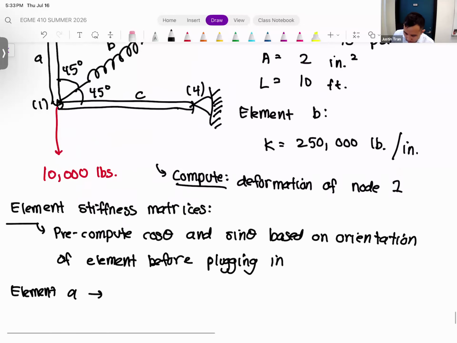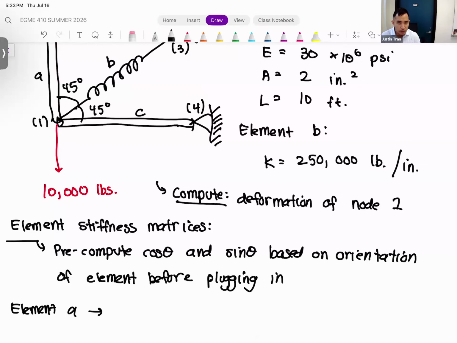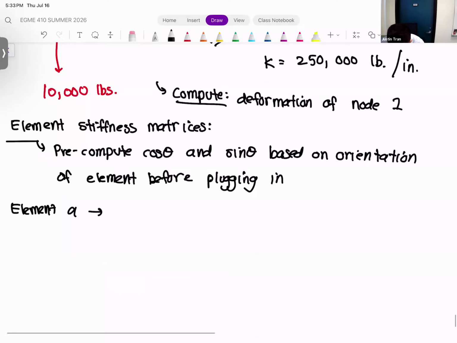Okay. So element A is a vertical element, right? And so if you measure the amount of angle that we need to rotate in order to get into that orientation based from the horizontal, we're rotating up 90 degrees, right? So for a vertical element like this, the theta is 90. Now that helps us out a lot because 90 degrees is a nice orientation, right?